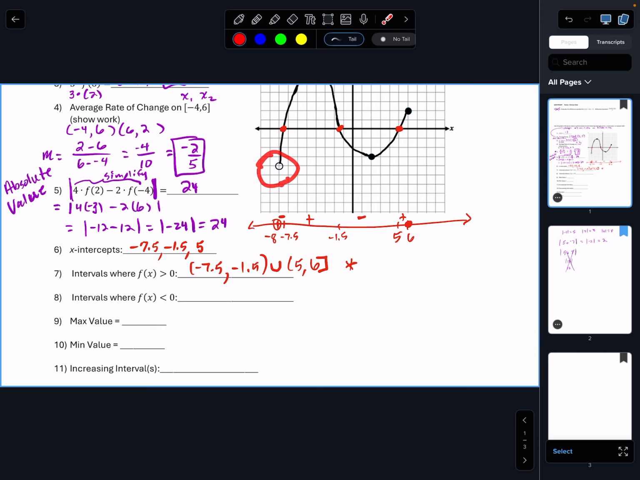The function does not exist. It's an open circle. The function doesn't exist, so it isn't positive, negative, or 0. It's none of that because it doesn't happen. It's not there. Negative 8 is not in the domain for this function.